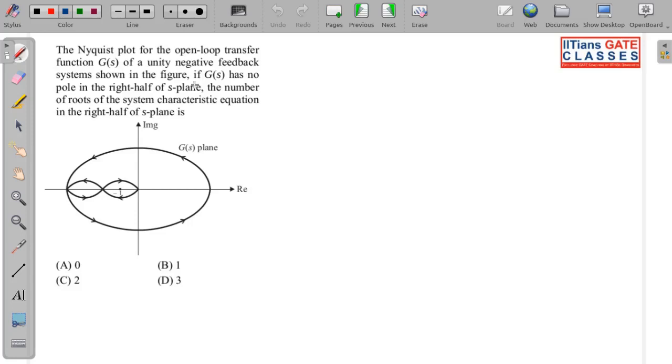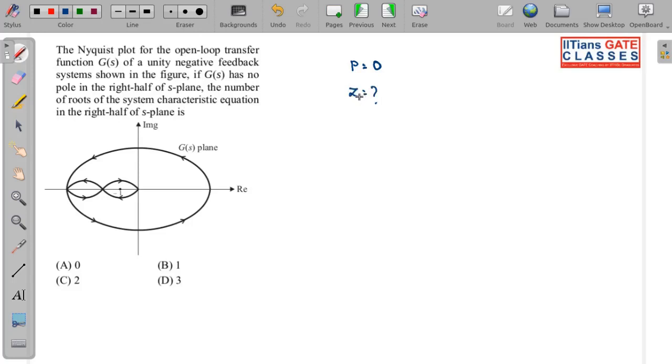You can see it is given in the question, the Nyquist plot for the open loop transfer function G(S) of a unity negative feedback system is shown in the figure. If G(S) has no poles in the right half of S plane, that means they are telling you that P is 0. Then the number of roots of the system characteristic equation in the right half of S plane, that means they are asking what will be the value of Z.